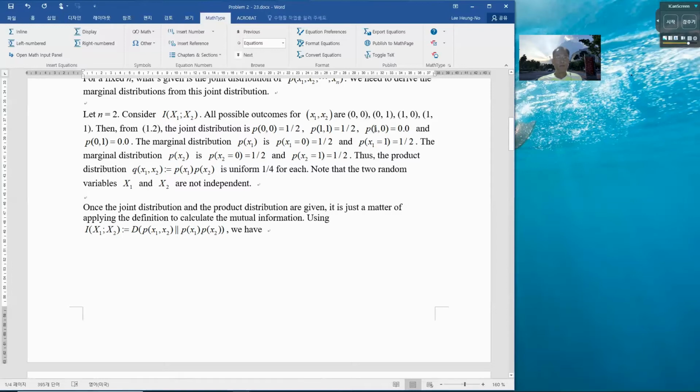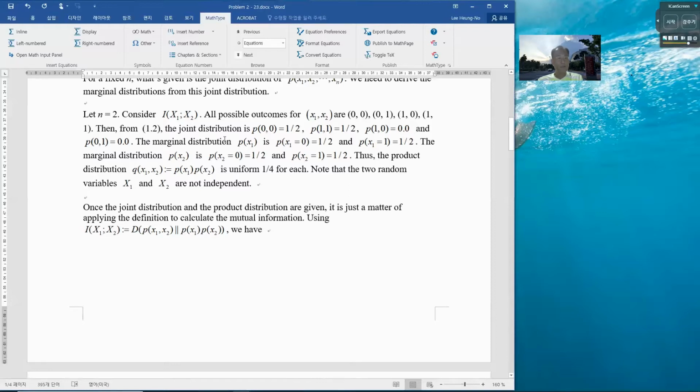The probability of 10, since this is an odd number of ones, is 0. The same goes for this odd case as well, so the probability is 0. So what you are given is the joint distribution. From this joint distribution, you need to derive the marginal distribution, the conditional distribution, and so on.